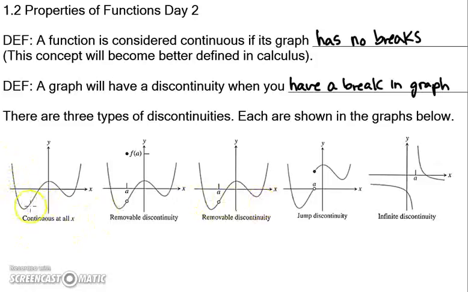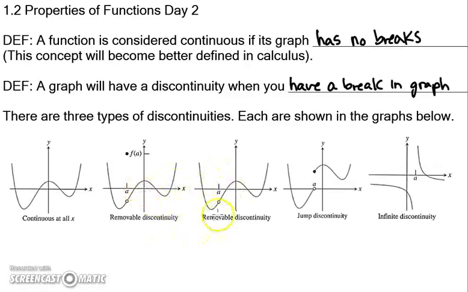You'll notice this one's continuous. I can draw the entire graph without having to pick up my pencil. This one is a removable discontinuity. So it goes like this, and then we have a little spot there. So if I'm drawing the graph, I'd have to pick my pen up here, put it down, do this, and then draw a little dot there.